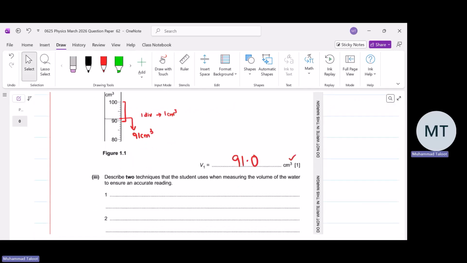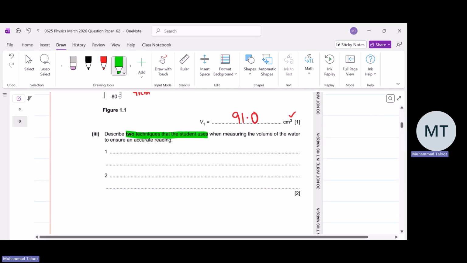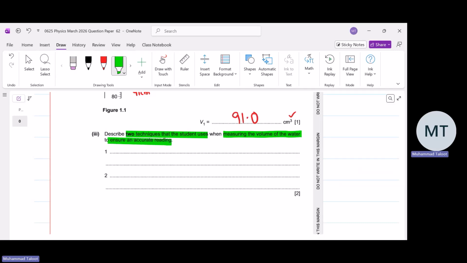Moving to part 3. Describe 2 techniques that the student uses when measuring the volume of water to ensure an accurate reading. So dear students, one thing I would add here, I was solving the paper of IGCSE October, November 2025. In that paper 6.1, 6.2 and 6.3, even in June, they are asking you so many questions regarding this.